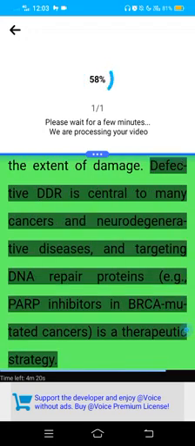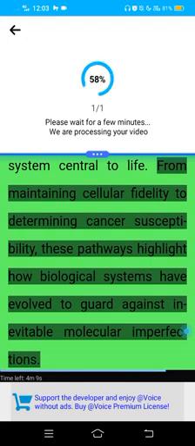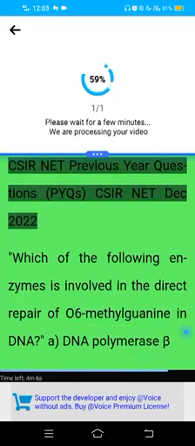Defective DDR is central to many cancers and neurodegenerative diseases, and targeting DNA repair proteins, e.g., PARP inhibitors in BRCA-mutated cancers, is a therapeutic strategy. In conclusion, DNA repair is not a redundant backup but an integrated, highly regulated system central to life. From maintaining cellular fidelity to determining cancer susceptibility, these pathways highlight how biological systems have evolved to guard against inevitable molecular imperfections.